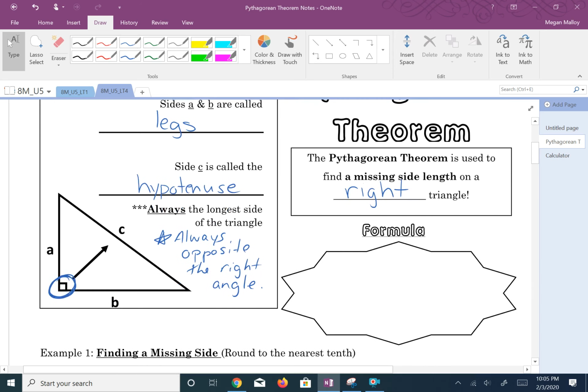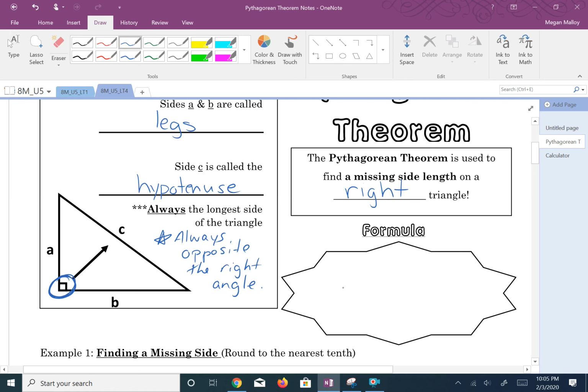And you may have already encountered this formula. It's a very popular formula across the math world. You'll find it in many television shows and plays and movies. When people want to sound very smart with math, they'll use the Pythagorean theorem to make a point.